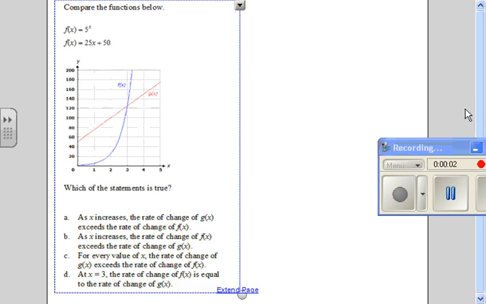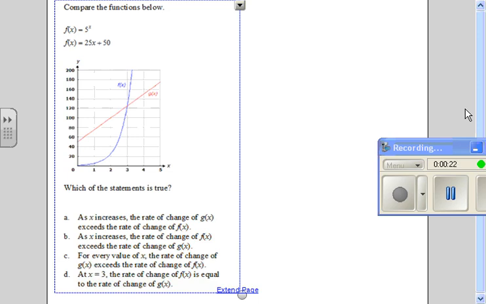All right, from the second section of your algebra problems, this is number 19. We're almost all the way through with the second set of algebra. Compare the functions below. So you have f of x equals 5 to the x, that is exponential, and g of x equals 25x plus 50. That's going to be linear. Okay, so you can see and compare.